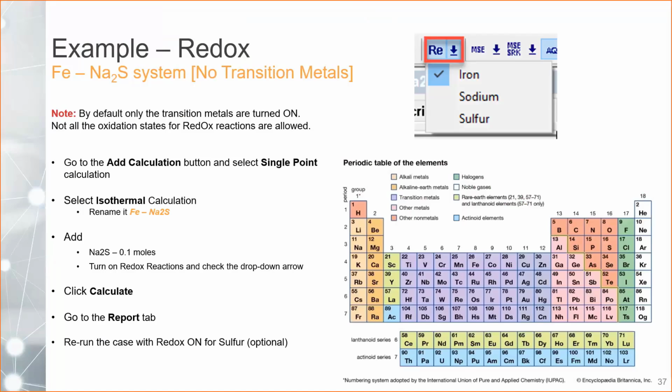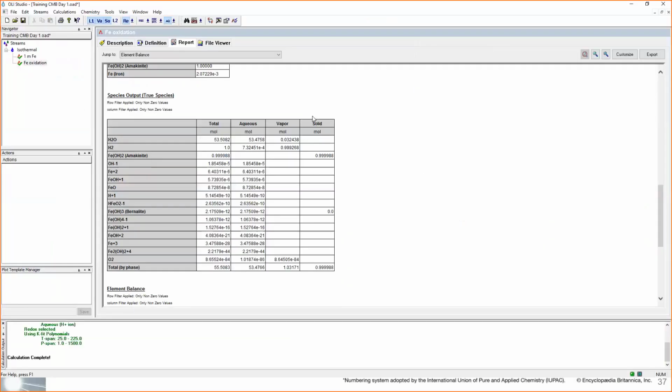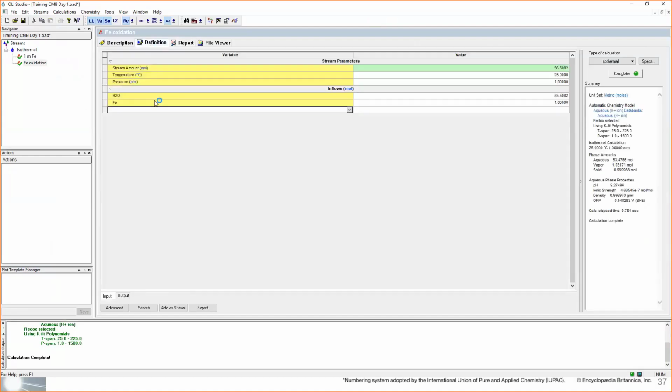Okay, so there is a third example I want to talk about. We had a very easy chemistry so far. And we know that iron belongs to the transition metals in the periodic table, okay? Now, when we have defined a transition metal in the inflows, the software easily recognizes that.